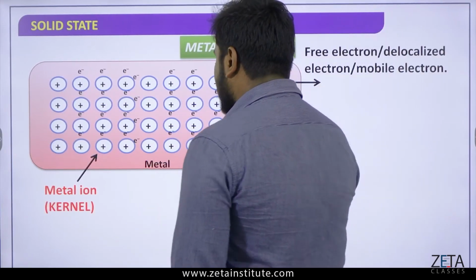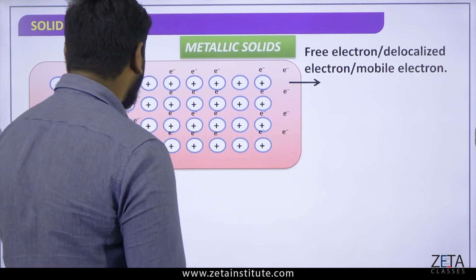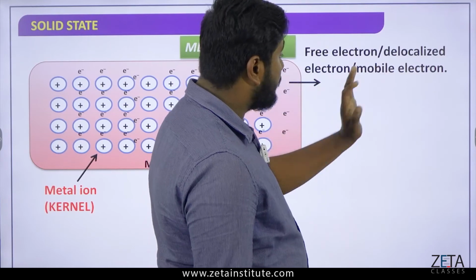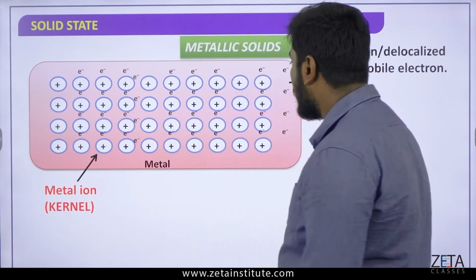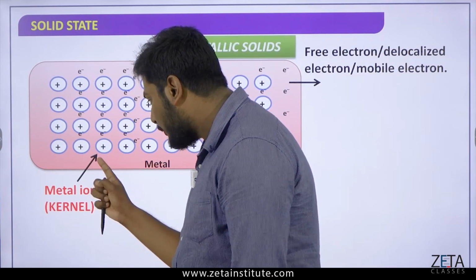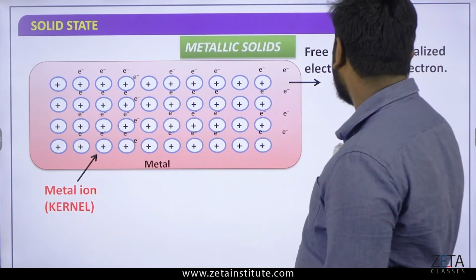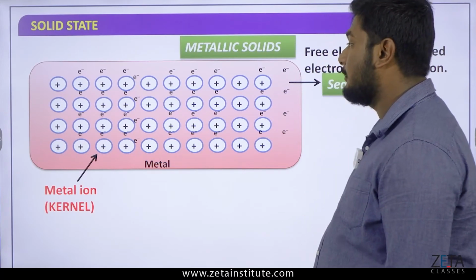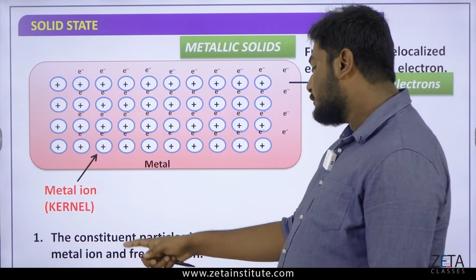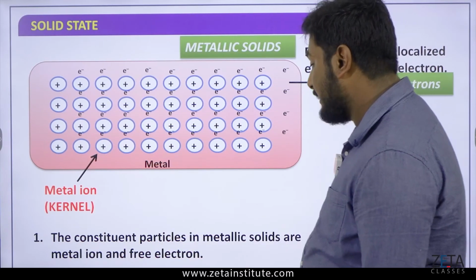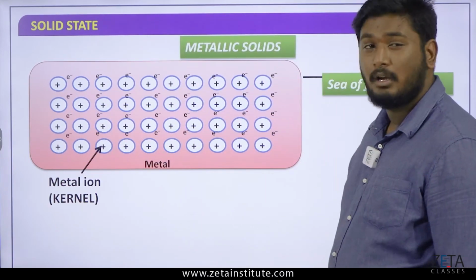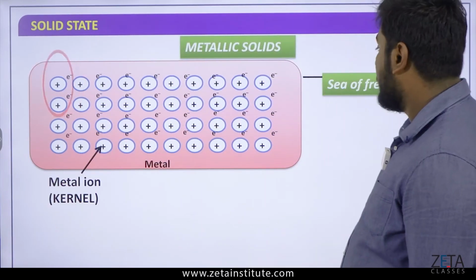And here you can see this metal ion is called a kernel, and this free electron, or mobile electron, or we can call it the delocalized electron. Clear? So for examination they are asking what is kernel. This metal ion is called the kernel, and that is surrounded by free electrons, or mobile electrons, or we can call it a sea of electrons. The constituent particles in metallic solids are both this metal ion and this sea of electrons, or free electrons. Clear.